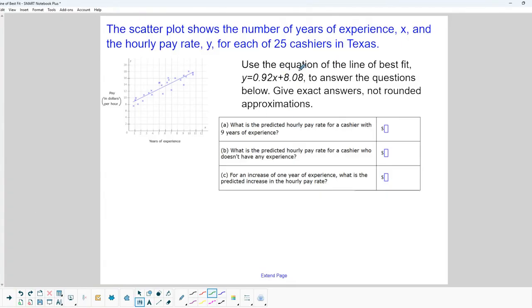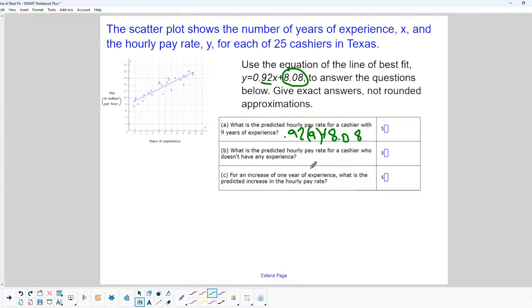So according to this equation, that means that the person starts out at $8.08 an hour, and then every year they get a 92-cent raise. That's what we have, like 0.92x. So if we want to know what you'll have if you're working there for 9 years, you're going to go 0.92 times 9 plus 8.08.